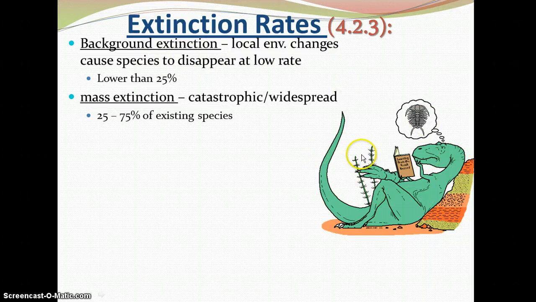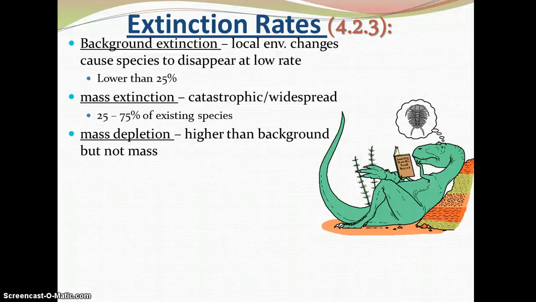Think when the dinosaurs disappeared. 25 to even 75% of the species that normally exist just disappear off the face of the planet, and they're never coming back. Mass depletion is going to be a bit higher than the background rate at 25%, but not that high. This is kind of like in this middle gray area. We really think of the high 75% range for mass extinction.